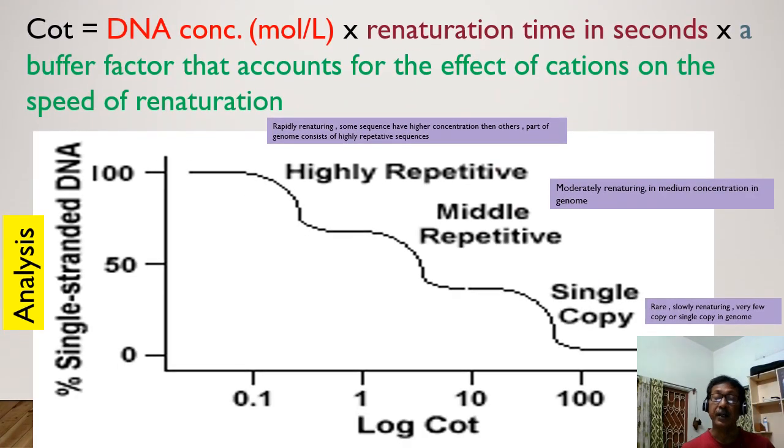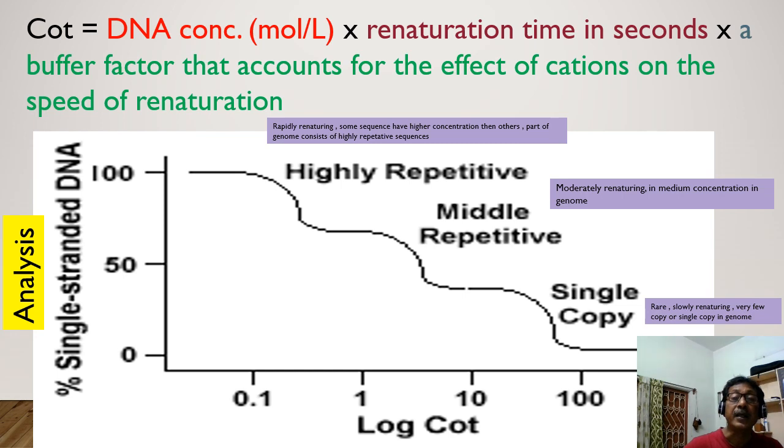Then comes what is Cot. Cot is the concentration of DNA in moles per liter, multiplied by renaturation time in seconds, indicated by T, and the buffer factor, which gives an indication of what amount of cation is present. Now, whenever we analyze it, it is a graph. On the x-axis we plot log of Cot, and on the y-axis the percentage of single-stranded DNA.